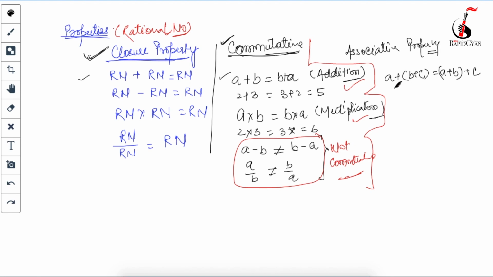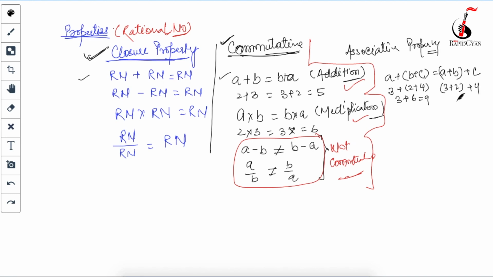So for example, let's take three numbers. I'm taking 3 plus 2 plus 4. Okay, so what will this give me? 3 plus 6, since 2 plus 4 is equal to 6, which is 9. Now do the same thing over here. This is your 3 plus 2 and then plus 4.